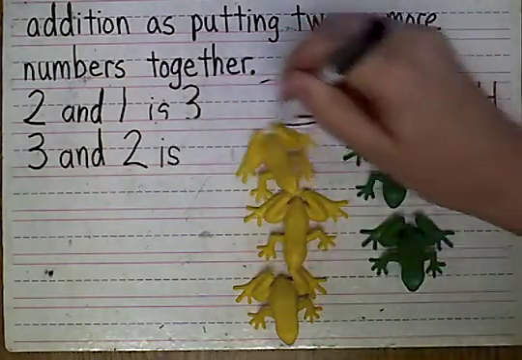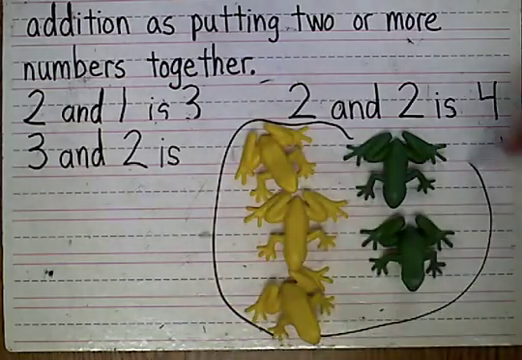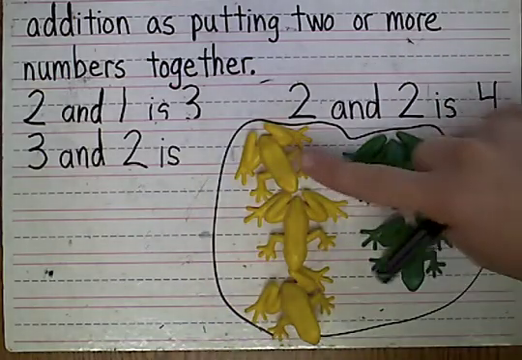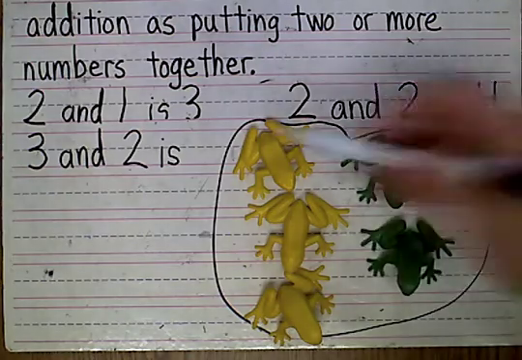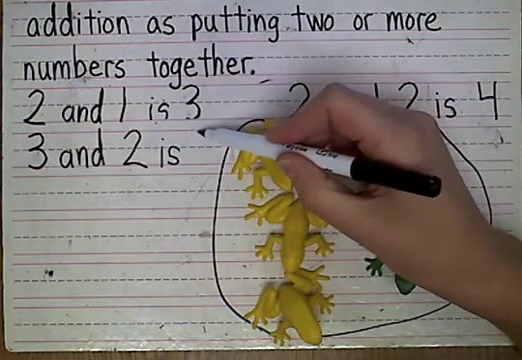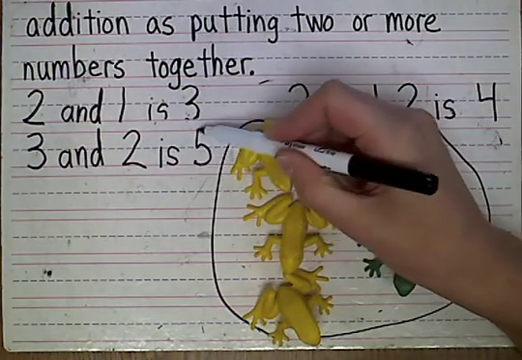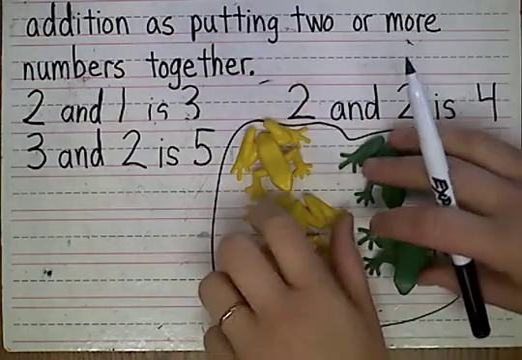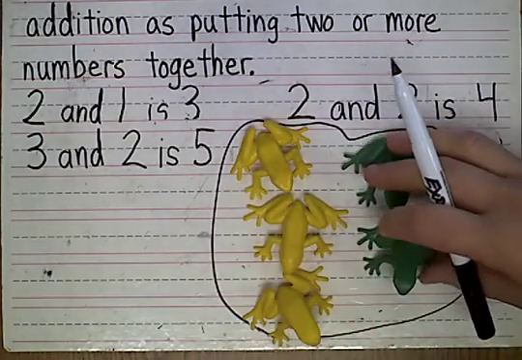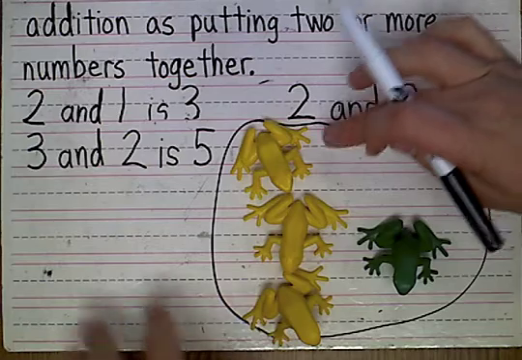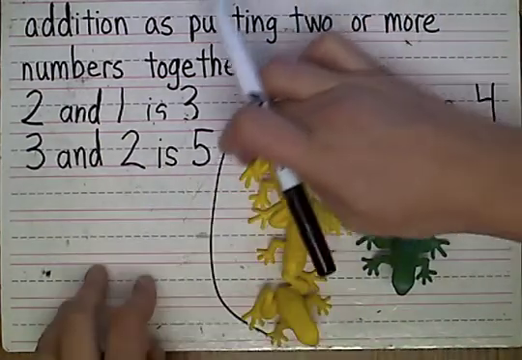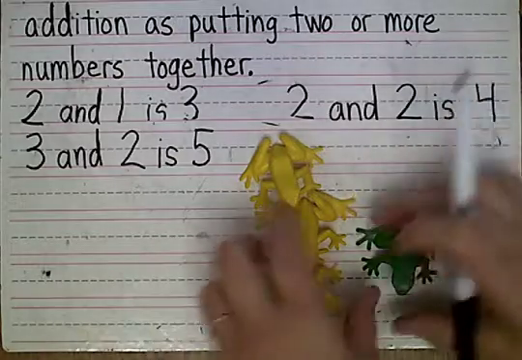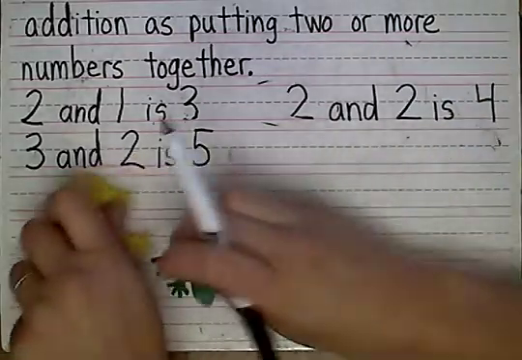how many all together? Let's count. 1, 2, 3, 4, 5. 3 and 2 is 5. Very good. Now let's do, how about that one? Let me erase my circle. Let's count how many we've got here now. I'll scooch them over so I could write it up here.